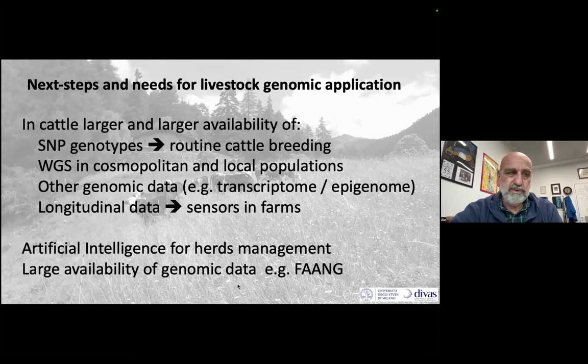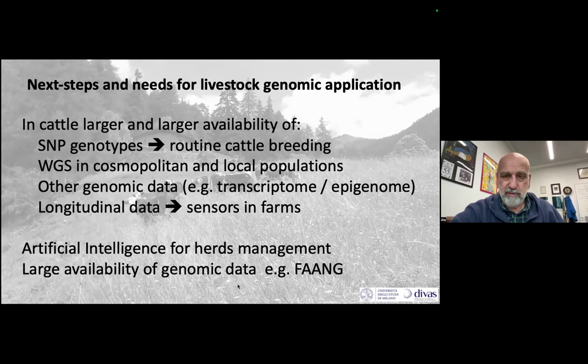We are having a huge number of SNP genotypes. Now all the females in herds are starting to be genotyped, so we will have tens, hundreds of millions of genotypes, and that creates a problem of reduction of numbers in who is doing genetic evaluation, and that's a business.